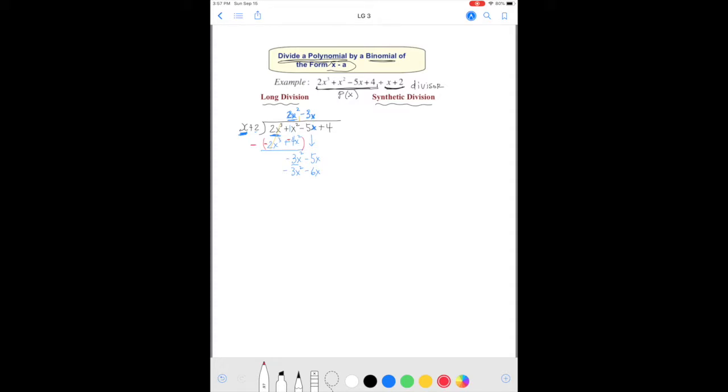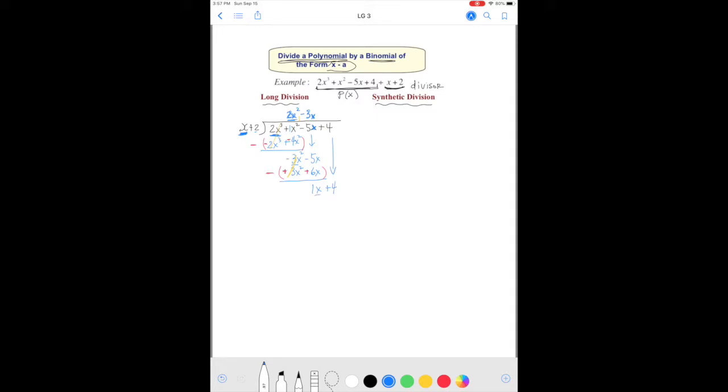Now remember, you are subtracting, so that changes that to a plus and that to a plus. Now this is what you have to cancel out. A negative 3x squared and positive 3x squared is gone. And now we have negative 5 and positive 6, which is 1x. This comes down, plus 4.